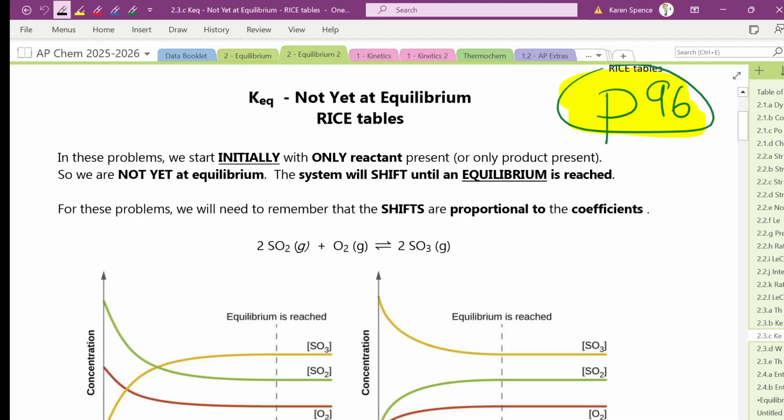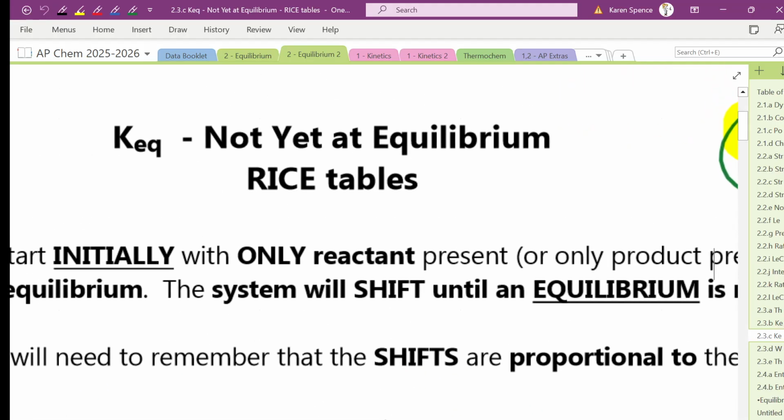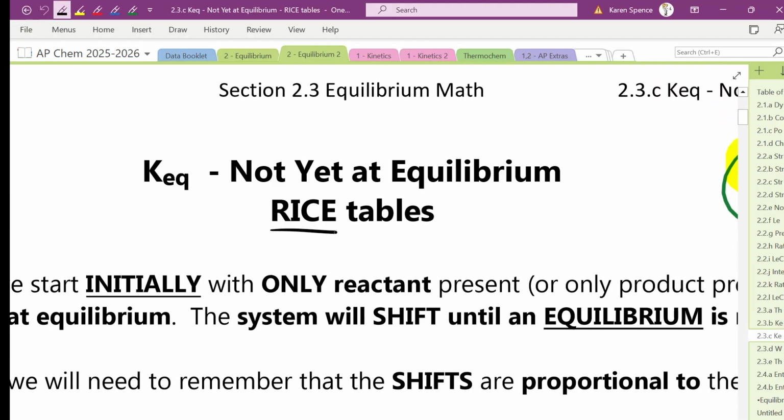So last day we were looking at situations where we were already at equilibrium and we were calculating the KEQ, or we were using the KEQ to calculate an equilibrium concentration. Today, we're going to be looking at situations where we are not yet at equilibrium. Okay, so we're not there yet. And this is going to involve the use of these lovely things called rice tables.